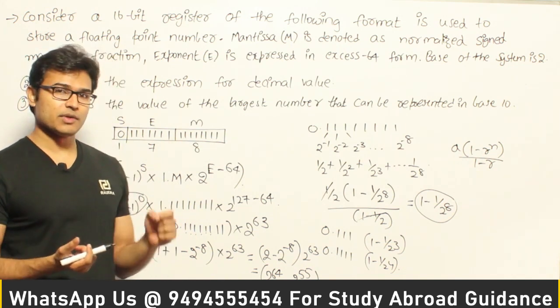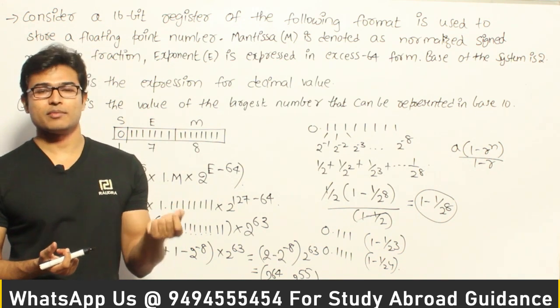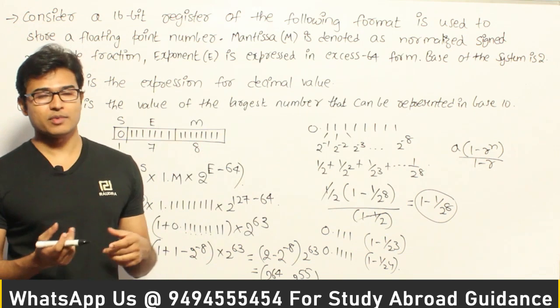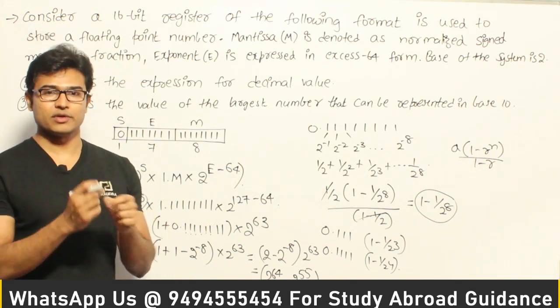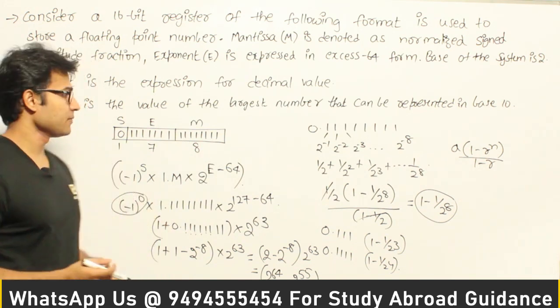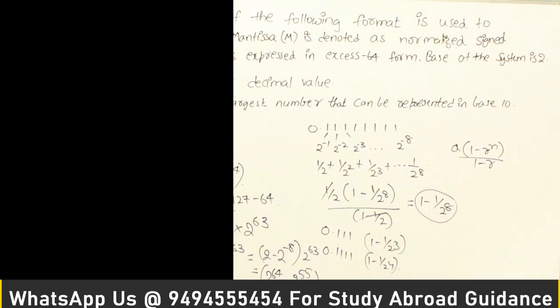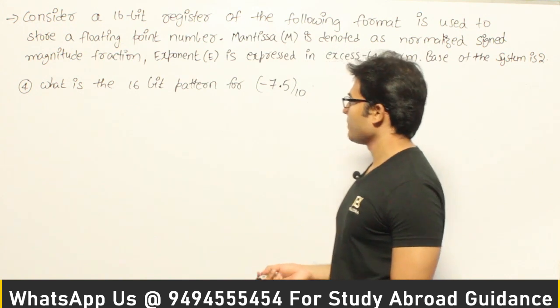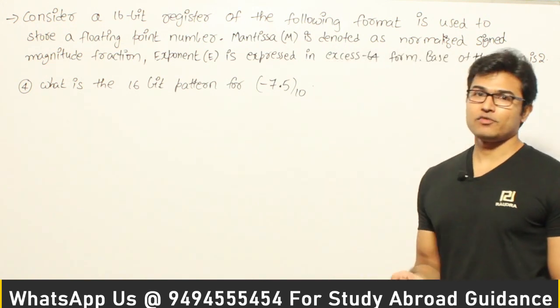Right? Which means you will be able to even represent a smaller number very accurately. If you have very few bits in the mantissa, then you will not be able to represent very small numbers to a very high degree of accuracy. Got it? Okay, fine. Now the next linked question is, what is the 16-bit pattern for minus 7.5 base 10?